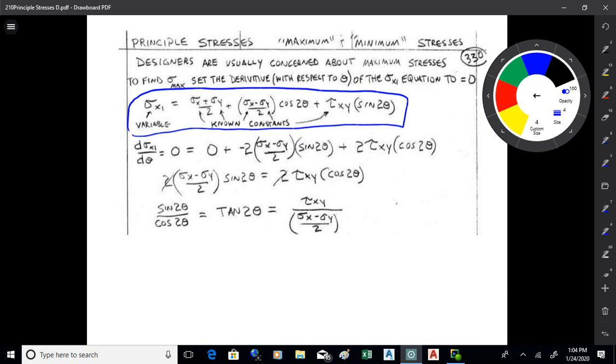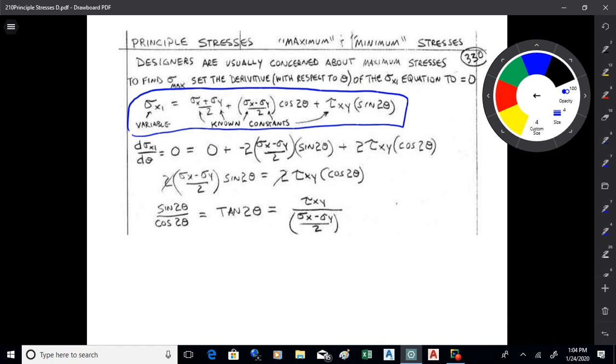So what you can do with this is you can first realize kind of what's happening there. The knowns are sigma x, sigma y, and tau xy. Those are the things that you already know. When you know those, you can calculate the stress at an angle, which we call sigma x1. That's the variable. So, as you learn from calculus, if you want to maximize something, what you do is you take a derivative and set that equal to 0. So what we're interested in first is finding the angle at which this maximum stress occurs.